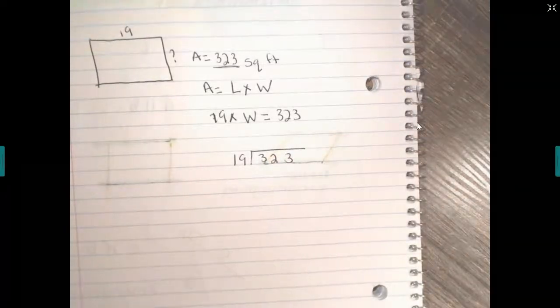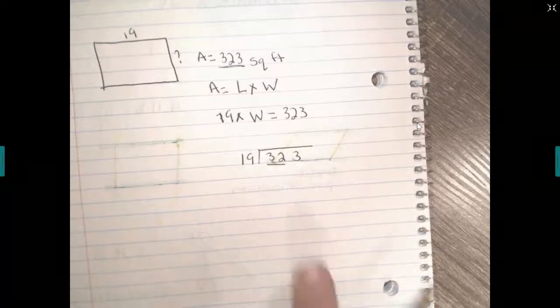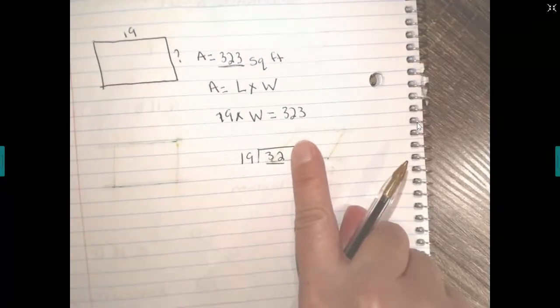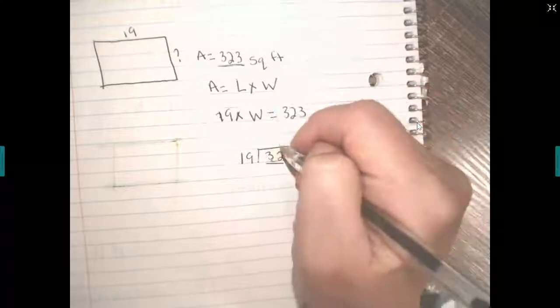All right, so I'm going to look at the first two numbers, 32, because the 3 is too small. So how many times does 19 go into 32? I know it can go at least once, but can it go twice? What's 19 times 2 or 19 plus 19? That's 38, so that's too big. So I'm going to put a 1 here.